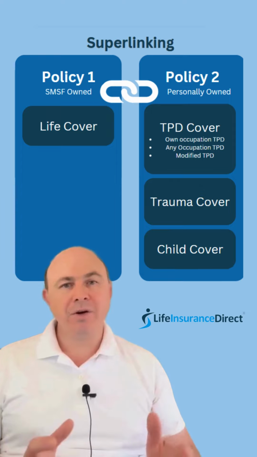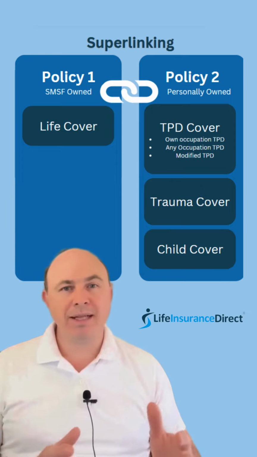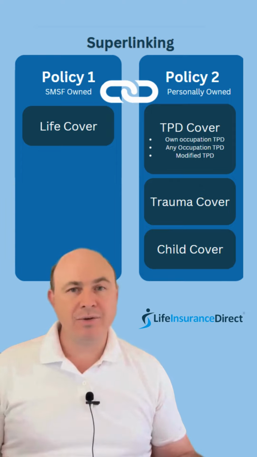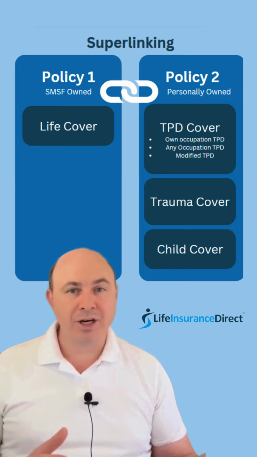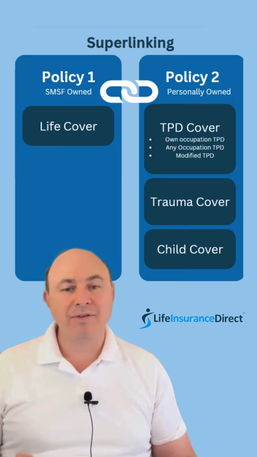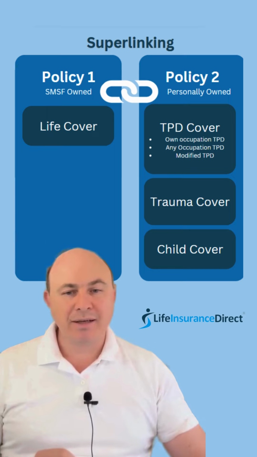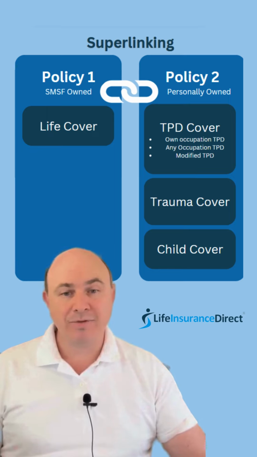Fantastic. So let's go through and have a quick look at some of the facility that we have if we are choosing that retail super setup and how we want to go ahead and structure our policy. So we learned about the different types of cover earlier. And what you can see in this particular slide is I have a life insurance policy, for example, being owned in my self-managed super fund in policy number 1.